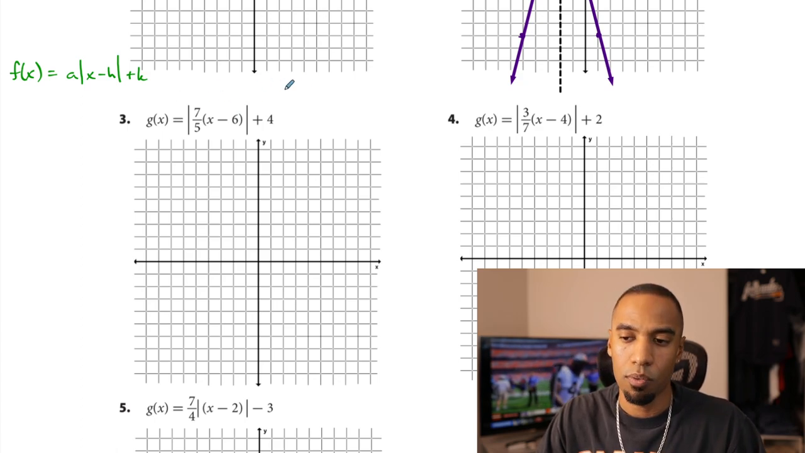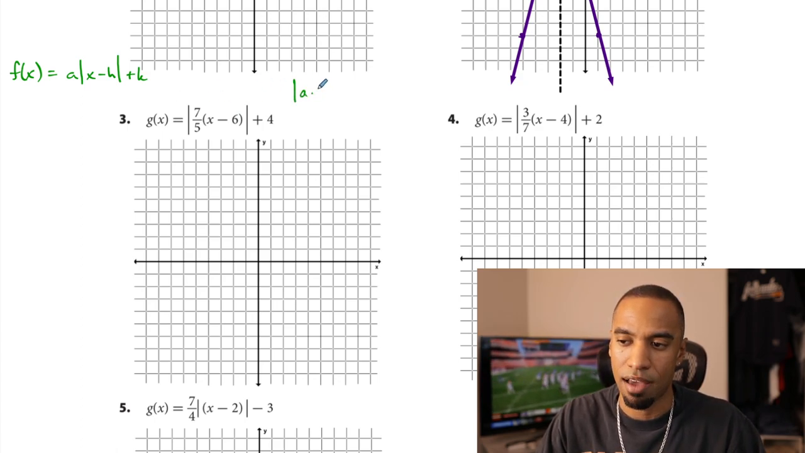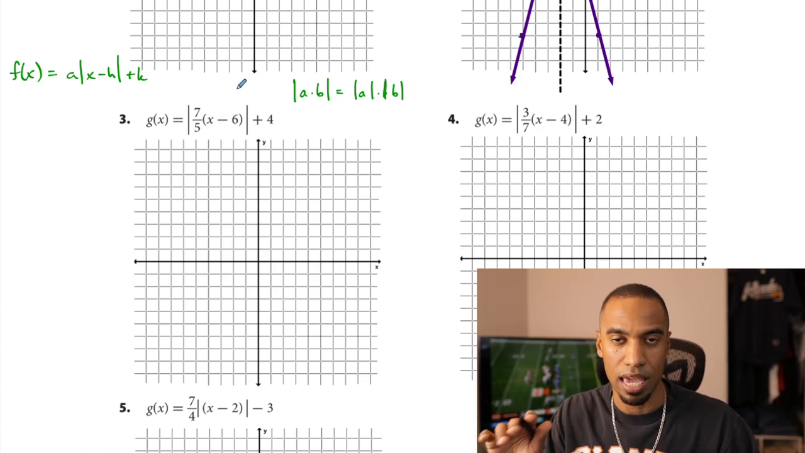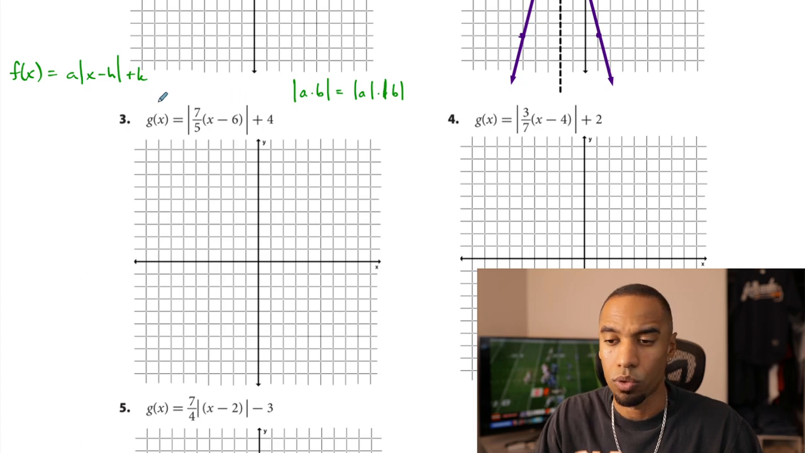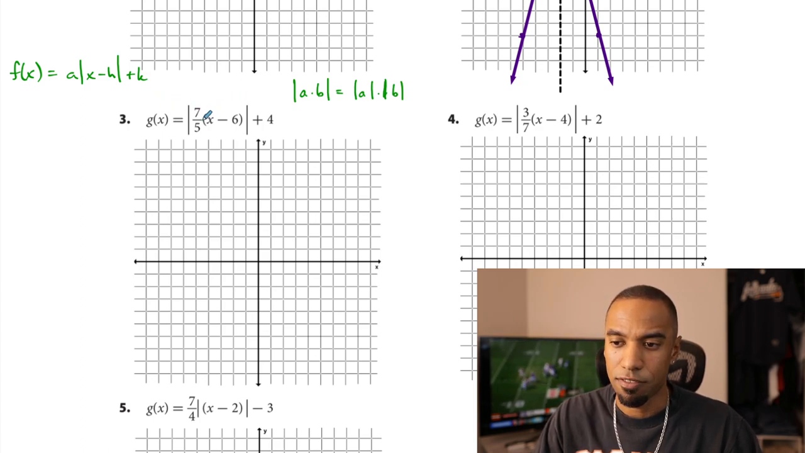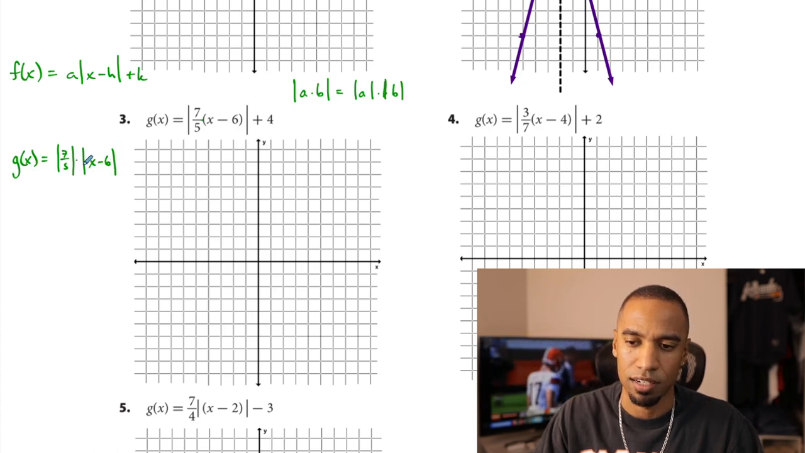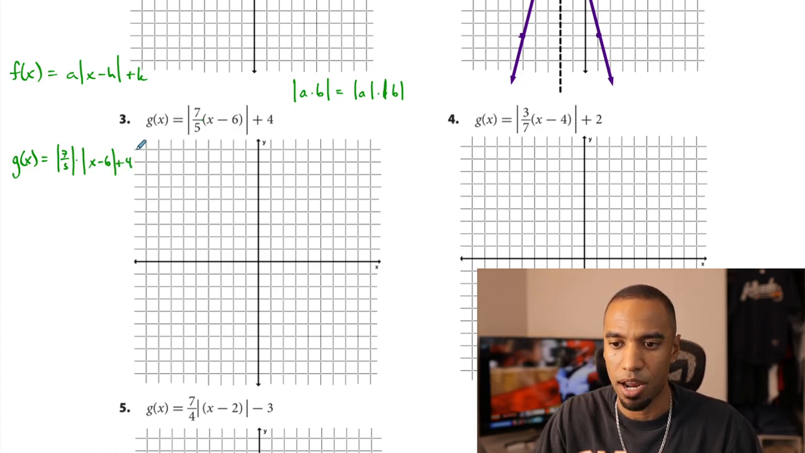And if you saw what I mentioned before, if you have the absolute value of a product, you can split that into the product of two absolute values like this. This is nice because you want to ensure that the A value is truly what it is and that the vertex is truly what it is. So this is 7/5 times this thing all in one absolute value. Well, I'm going to split that up into the absolute value of 7/5 times the absolute value of x minus 6. That product is now split up into its own separate absolute values.